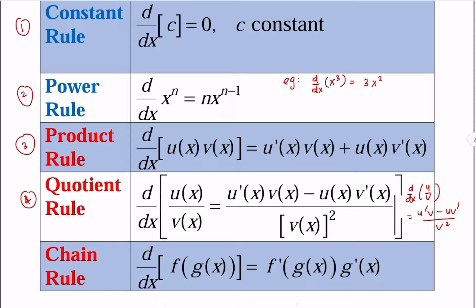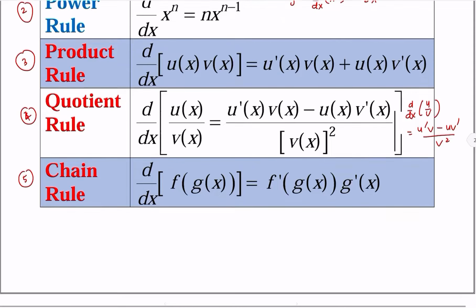Now, the chain rule, the last one. We can see this when we have the example later on. If you want to differentiate f, with g of x inside, we differentiate f, and then we also need to multiply by g prime of x.